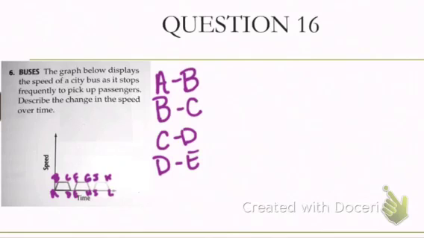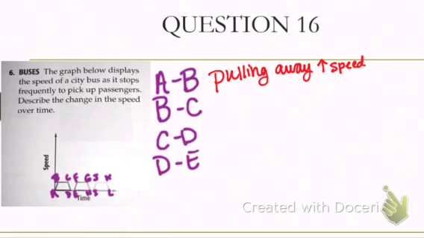In our next question, we are talking about traveling on a city bus and its route as it frequently stops to pick up passengers. So we're describing the change in speed over time here. In segment AB, we can say that we are increasing our speed, so maybe we are pulling away from a bus stop. And as we pull away, we are increasing our speed.